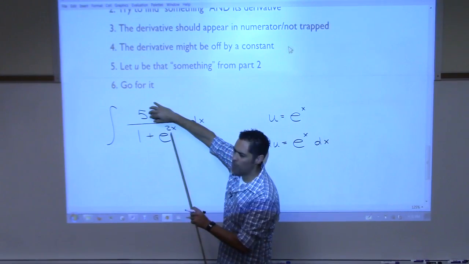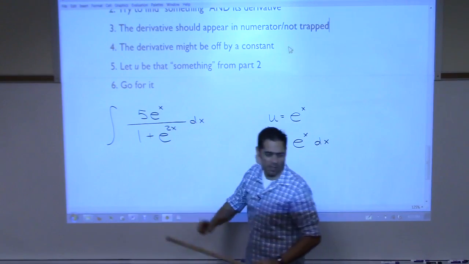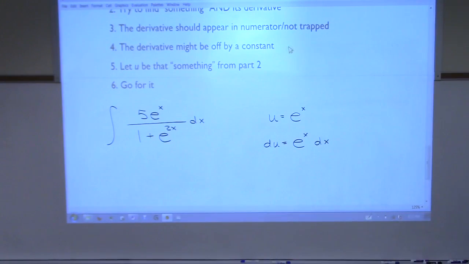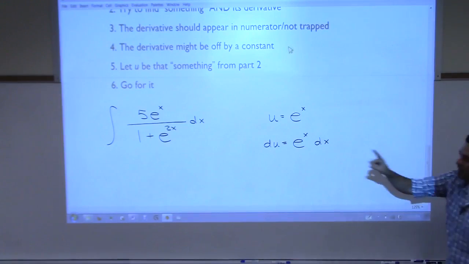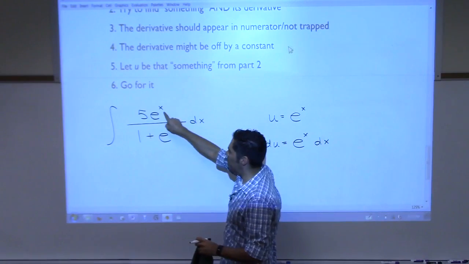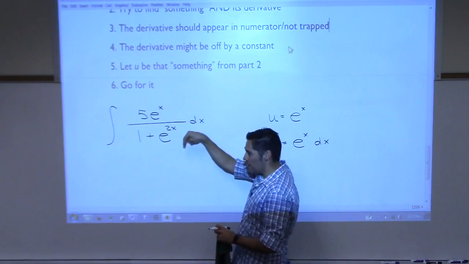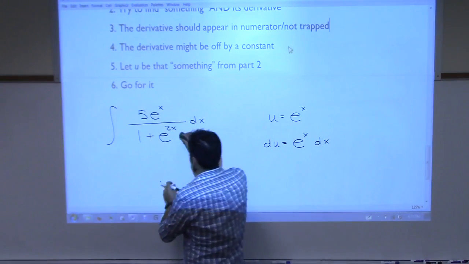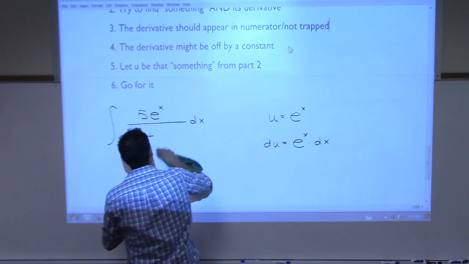Well, that's e to the 2x, though. But it is a form of e to the x. It's e to the x squared. That's the key to this problem. But it's still not going to work that way. You can't treat this up here as your u, because even then the derivative would be downstairs in the denominator. You don't want that. But let's just rewrite the problem.